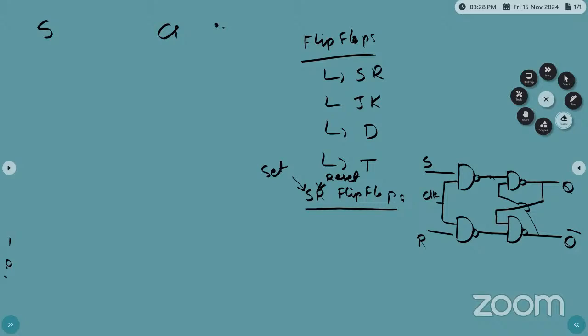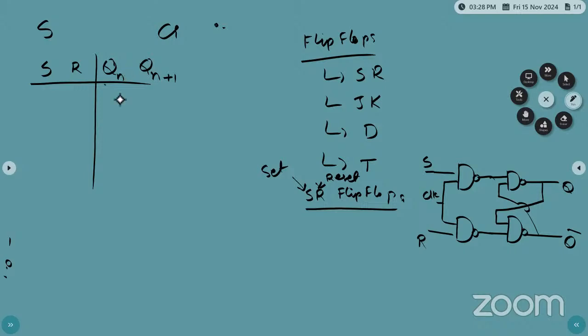I will draw the truth table. Just I will draw the circuit; you can go for it later. Is there feedback in this sequential circuit? We are applying the feedback as an input, that is Q N. Along with the inputs, if you are connecting the output to the input, that is called the present state.